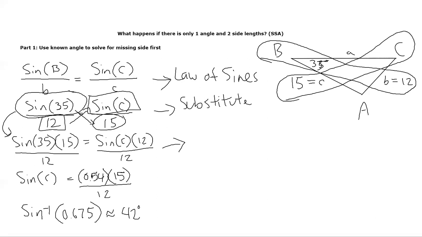Yes, you are still going to treat sine of C like it's a variable, but it's not a regular variable. You're still going to have to isolate, so you're going to have to use inverse operations to isolate. So divide both sides by 12, cancel it out, and you're left with sine of C is equal to whatever sine of 35 is, which apparently I have as 0.54, times 15 divided by 12.